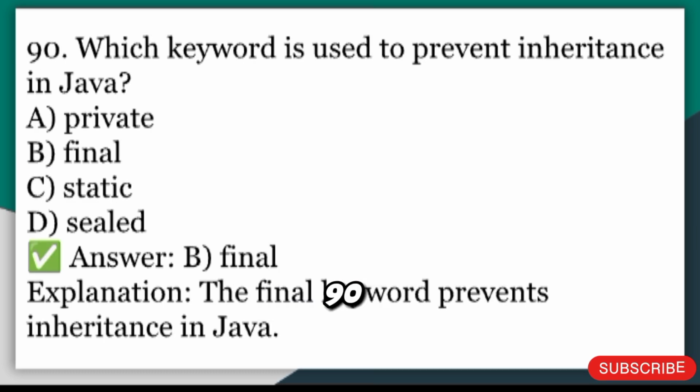Question number 90. Which keyword is used to prevent inheritance in Java? So the right option is B, final. Explanation: the final keyword prevents inheritance in Java.